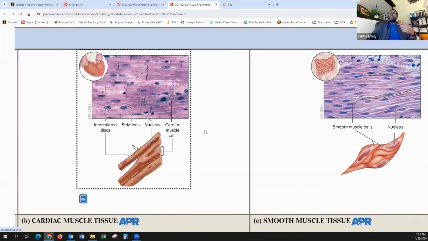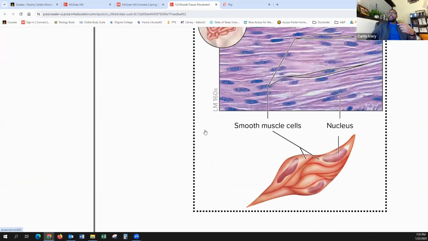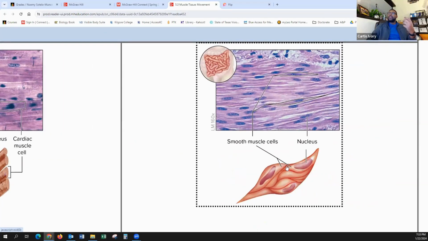And then we have smooth muscle. They call it smooth because it's tapered at the very ends, so it looks very fine and very smooth. There goes its name. But smooth muscle is involuntary. So that means that I cannot control it. So we find smooth muscle within our intestines and in our stomach.